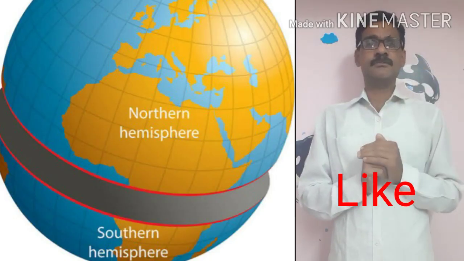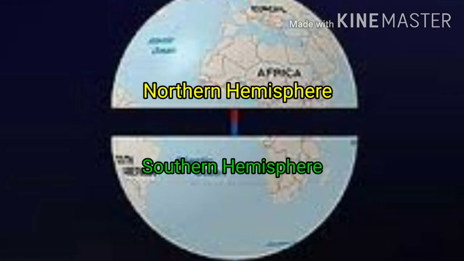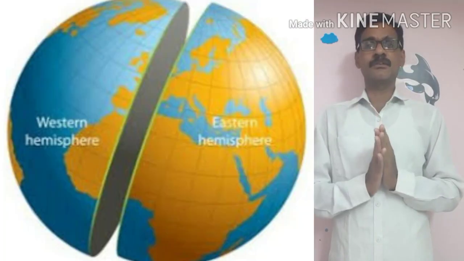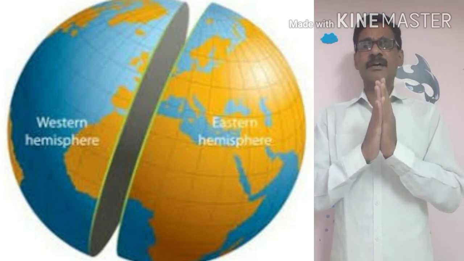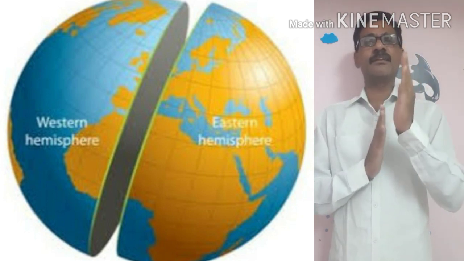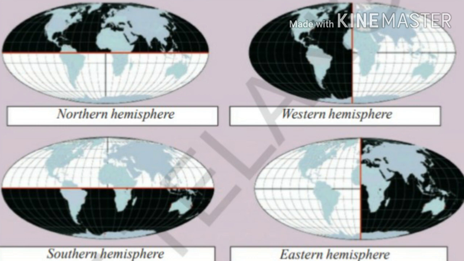What is the Northern Hemisphere? The area that lies above the equator is called the Northern Hemisphere. The area that lies below the equator is called the Southern Hemisphere. And also, the area that lies east of the prime meridian, 0 degrees longitude, is called the Eastern Hemisphere. The area that lies west of the prime meridian is called the Western Hemisphere. You see these hemispheres in this picture.